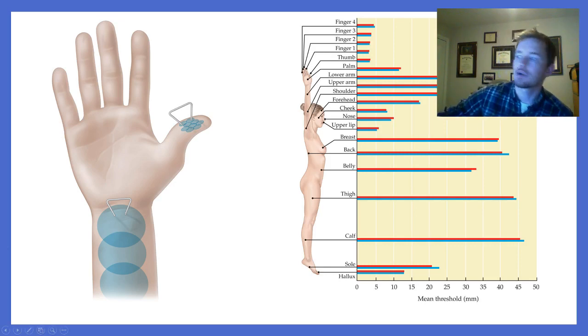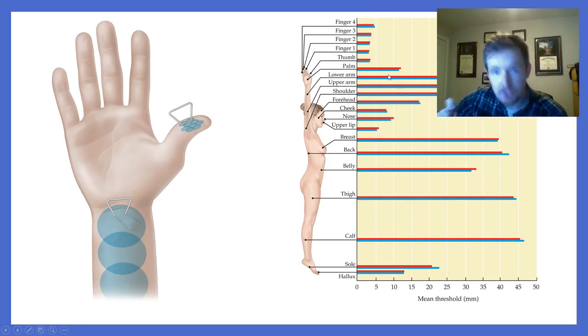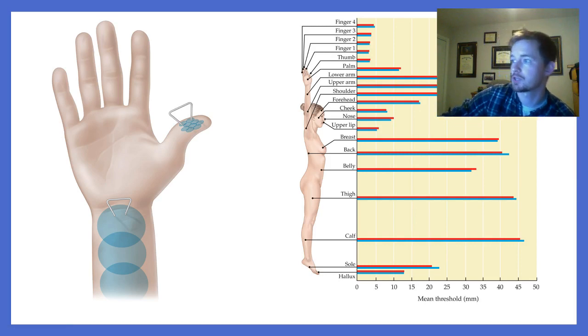And you can see here on this graph where we have the different thresholds, and you can see that the lowest thresholds mean that we're the most sensitive. And where do those occur? Well, the fingers, the thumb, the cheek, the nose, the upper lip, and part of your toes, right? The ones that are least sensitive: the shoulder, the breast, the back, the thigh, and the calf.